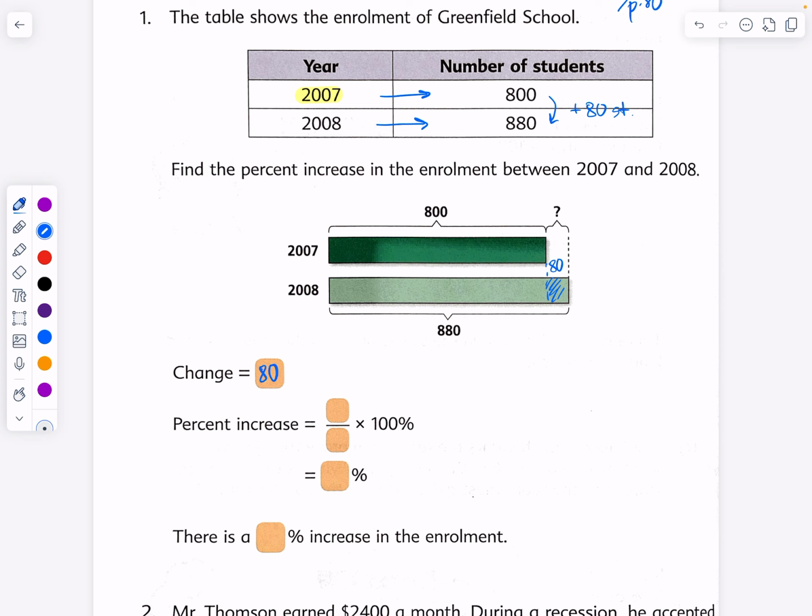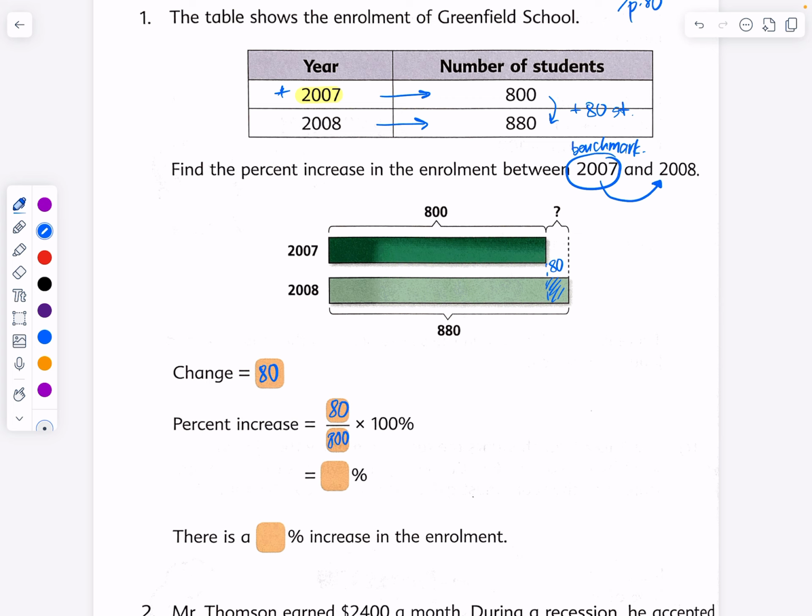How do we calculate percent increase? We take this change and we compare it to our benchmark quantity. What are we comparing to in here? Find the percent increase of the enrollment between 2007 and 2008. The year 2007 is our benchmark, right? That's our 100%, our initial quantity. So it's 80, which is the change, compared to 800. Again, why 800? Because that's our benchmark quantity. That's what we are comparing to.